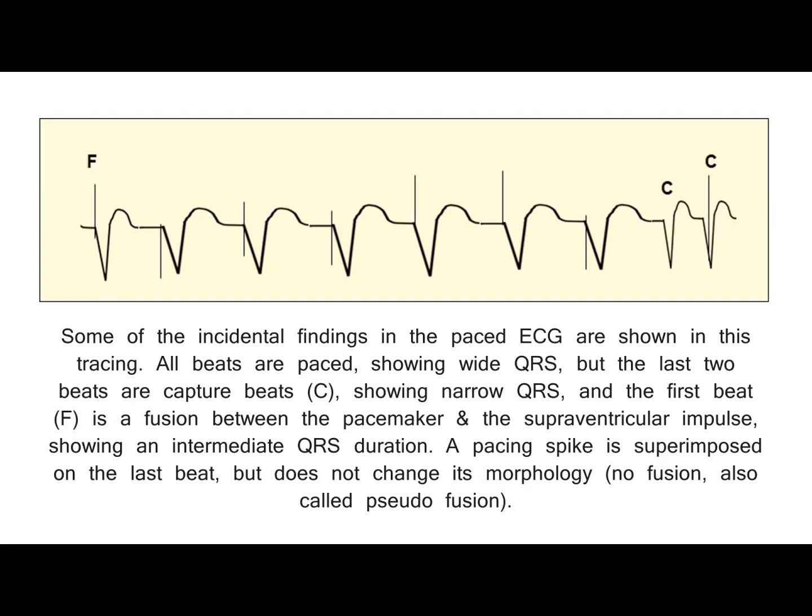Some of the incidental findings in the paced ECG are shown in this tracing. All beats are paced, showing wide QRS, but the last two beats are capture beats, C, showing narrow QRS, and the first beat, F, is a fusion between the pacemaker and the supraventricular impulse, showing an intermediate QRS duration. A pacing spike is superimposed on the last beat, but does not change its morphology, no fusion, also called pseudo-fusion.